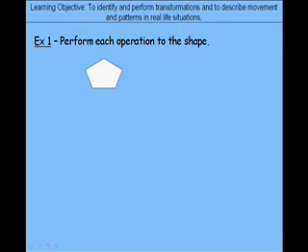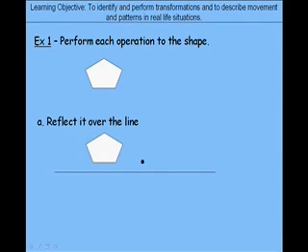The next few days we're going to be actually doing some more specific transformations with shapes. So this is just kind of an introduction. So if it's difficult at first, I understand. So first thing we're going to do is reflect it over a line. So draw that pentagon and that line.